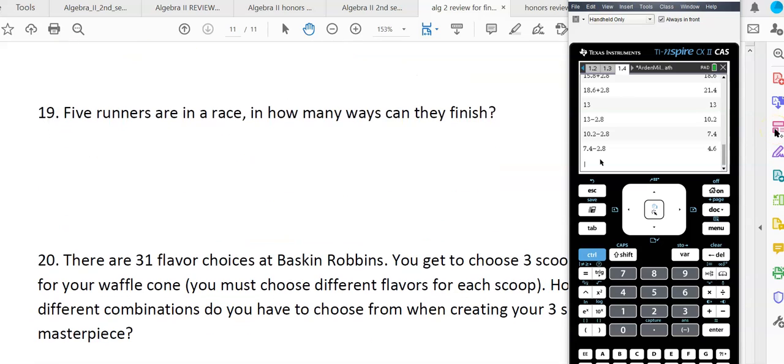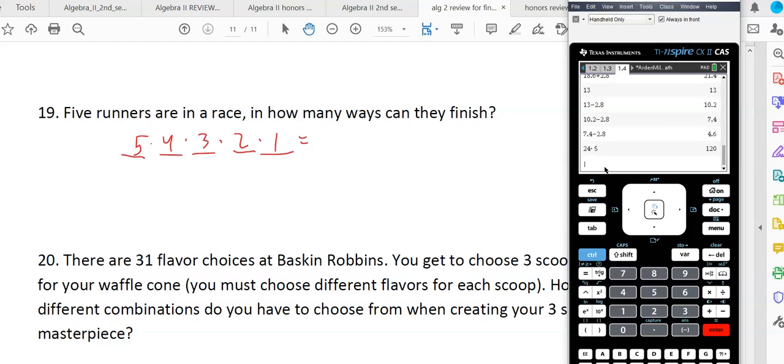How many different ways can they finish? So not just the top 3, but all 5 of them, right? So this would be 5 ways for the first person, then 4 ways left over, then times 3 times 2 times 1. That's 5 factorial. Or 6 times 4, 24 times 5. 120.